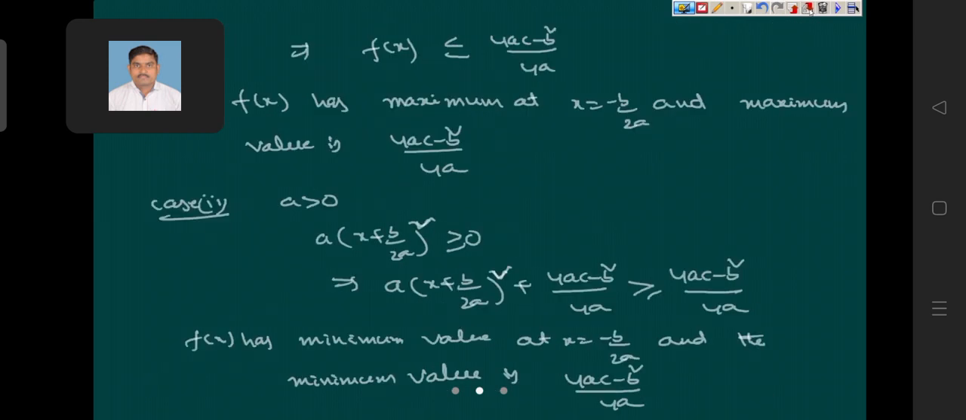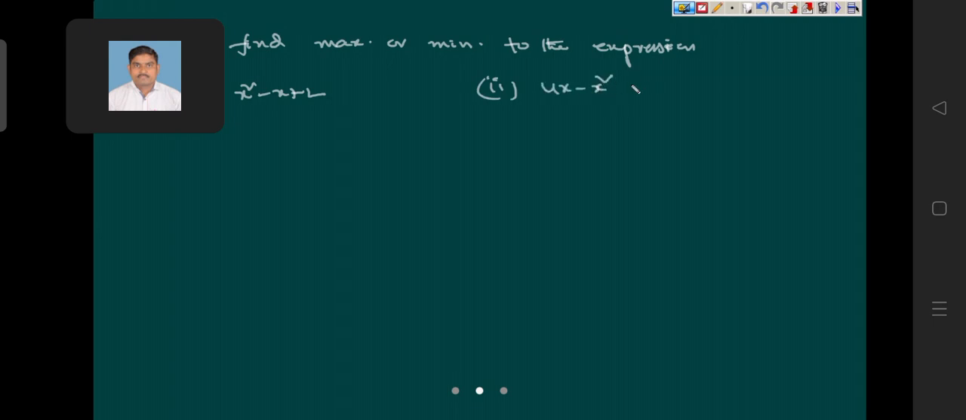Now let us see one example based on this. Find the maximum or minimum of the expressions: one is x square minus x plus 2, and the second one is 4x minus x square minus 10.